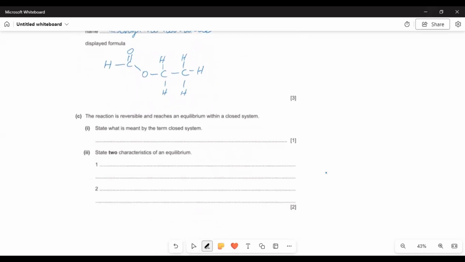The reaction is reversible and reaches an equilibrium in a closed system. Definitely, equilibrium can be achieved only in a closed system. What is meant by a closed system? A closed system is a system where no component or substance can enter or leave.